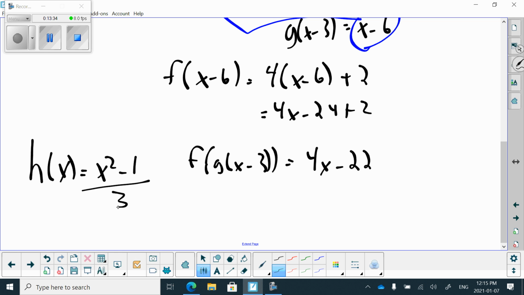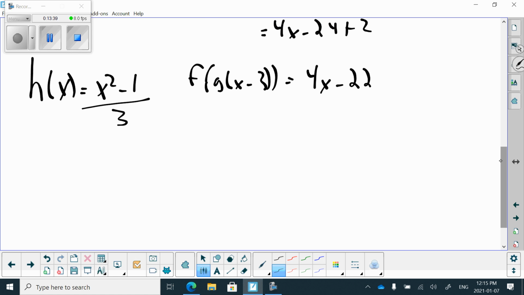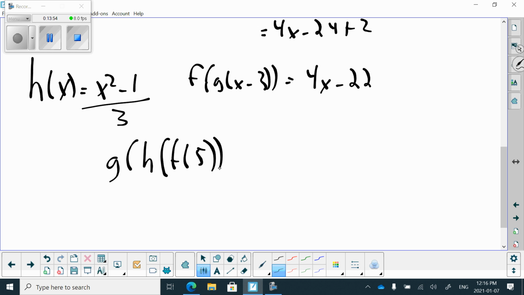Because, for example, what I want to do now with this h included is g of h of f of 5. That is what I want. So it would still start with the f of 5. Yes, we sure would. Same equations, yep.